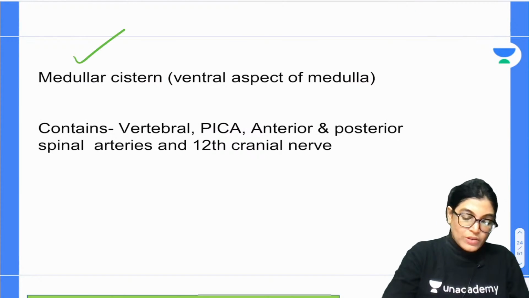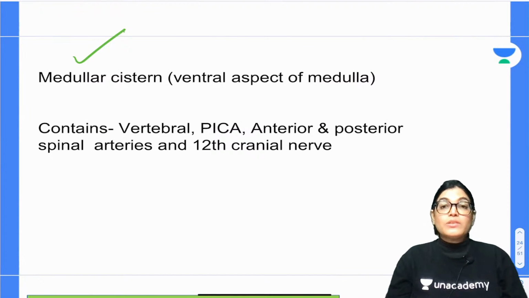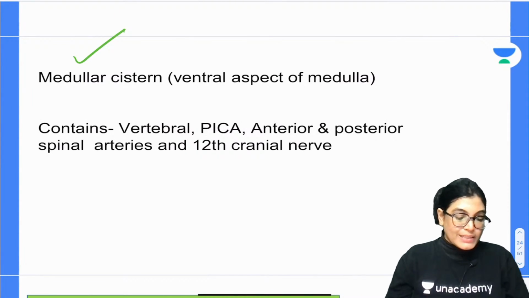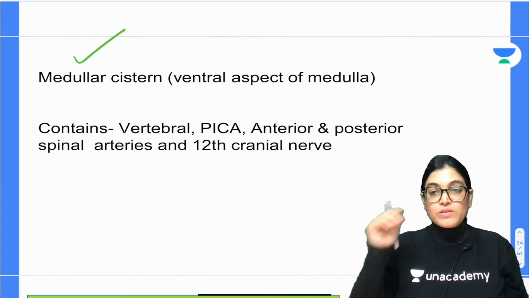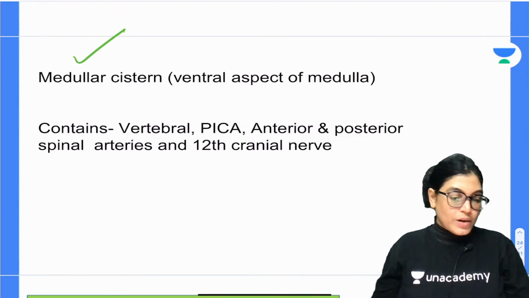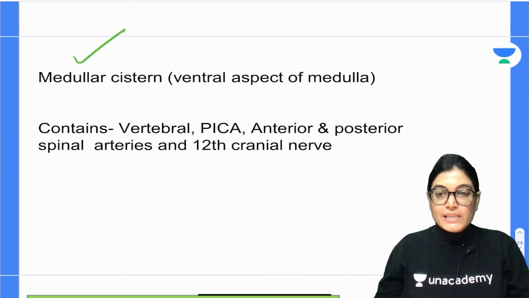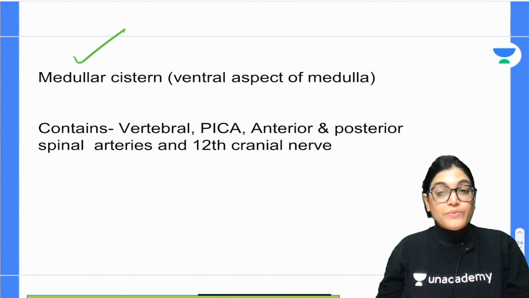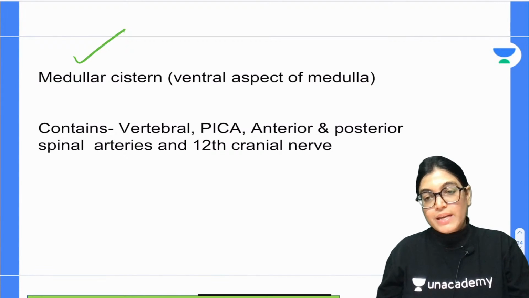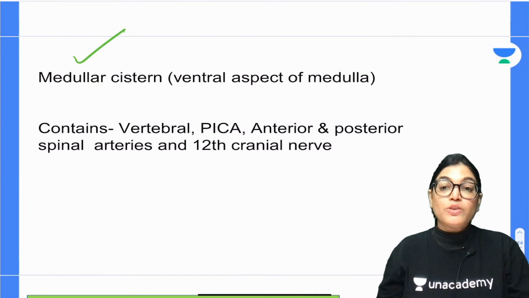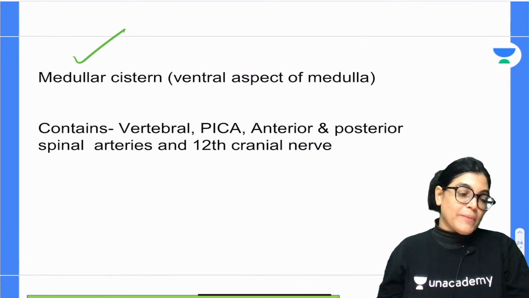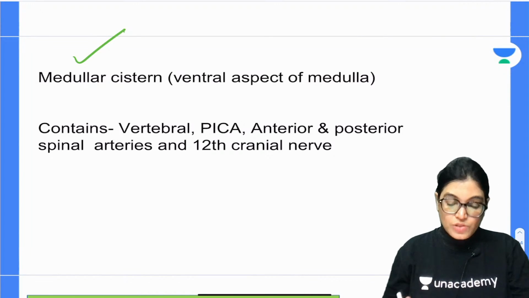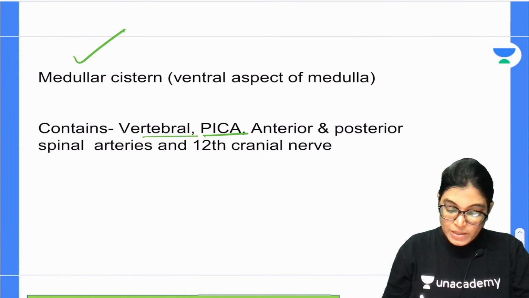Medullary cistern. So, the medullary cistern is located on the ventral aspect of the medulla. It is an important cistern. It contains the vertebral artery and the PICA artery. What is the full form of PICA artery? Posterior inferior cerebellar artery. What is the full form, my dear aspirants? It is the posterior inferior cerebellar artery, and we already know that it gives major blood supply to the dorsolateral part of the medulla. So, the medullary cistern, on the ventral aspect of the medulla, contains the PICA artery and the vertebral artery.